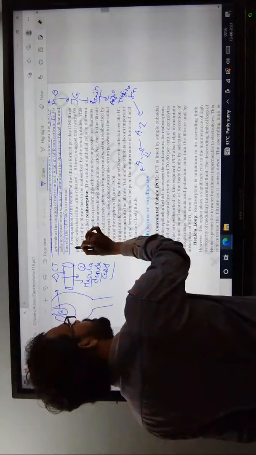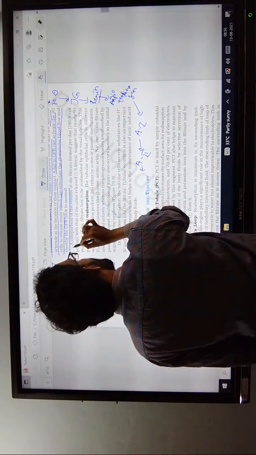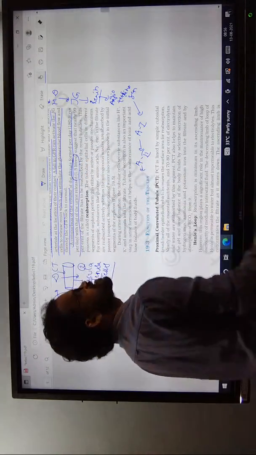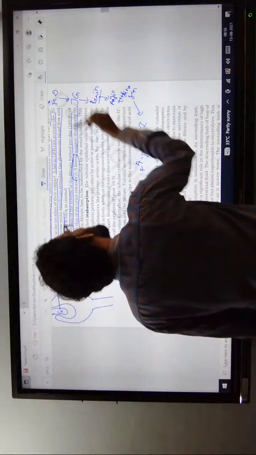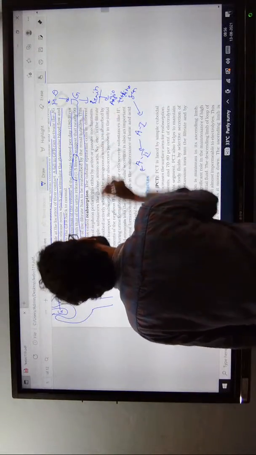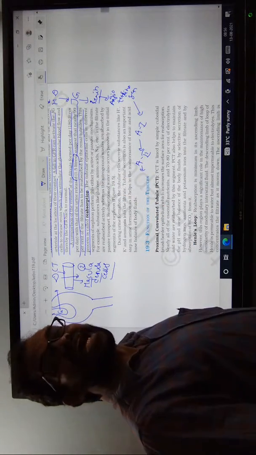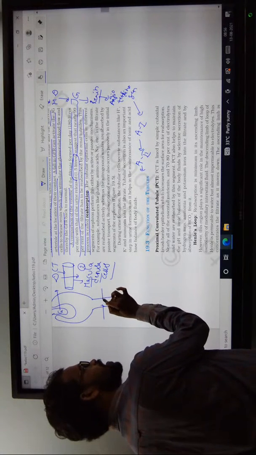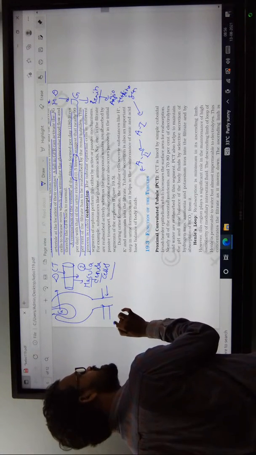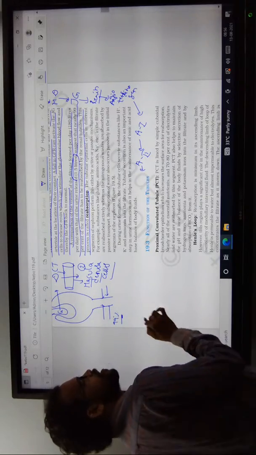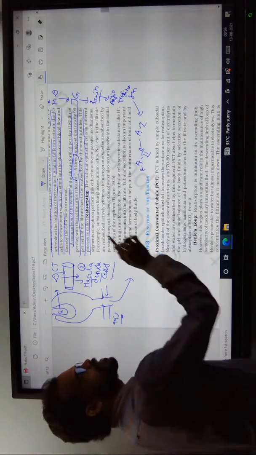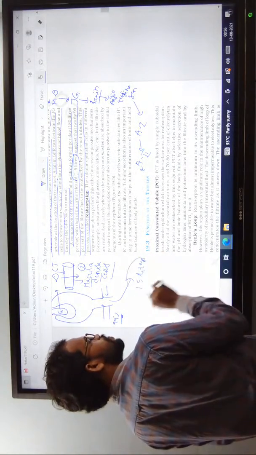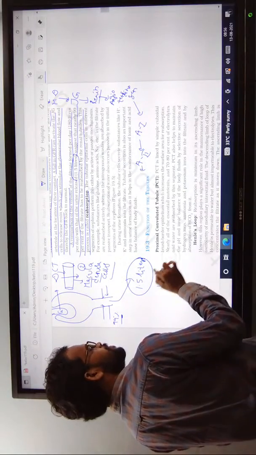Now, in comparison, the volume filtered is 180 liters per day, and 1.5 liters is urine. This means the remaining 99% is reabsorbed, which is called reabsorption. Only 1.5 liters per day is eliminated outside the body as urine.